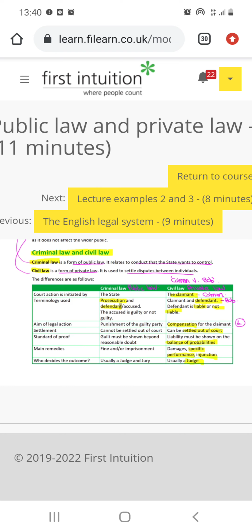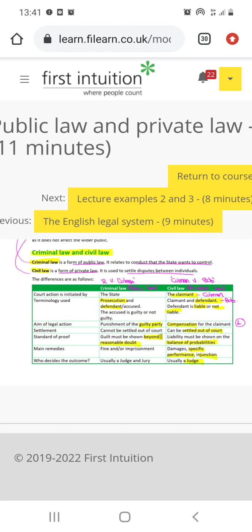The name here would be R versus, perhaps if I'm being prosecuted, Coleman. R stands for Regina, the Crown, the state against Nicola Coleman. What we're looking for here is whether the party is guilty or not guilty. What we're looking to do is to punish the wrongdoer. And this should be beyond reasonable doubt.